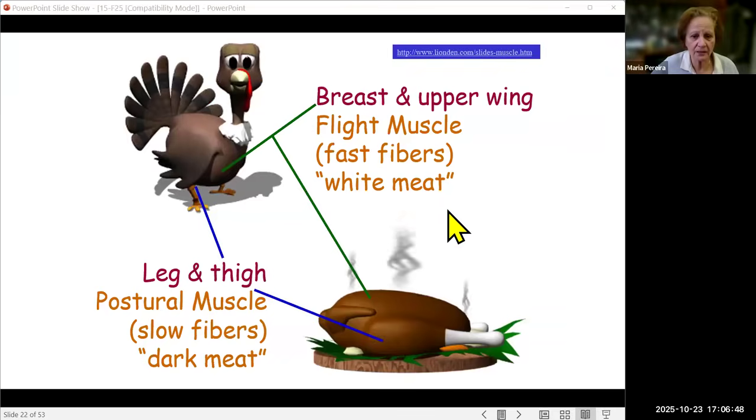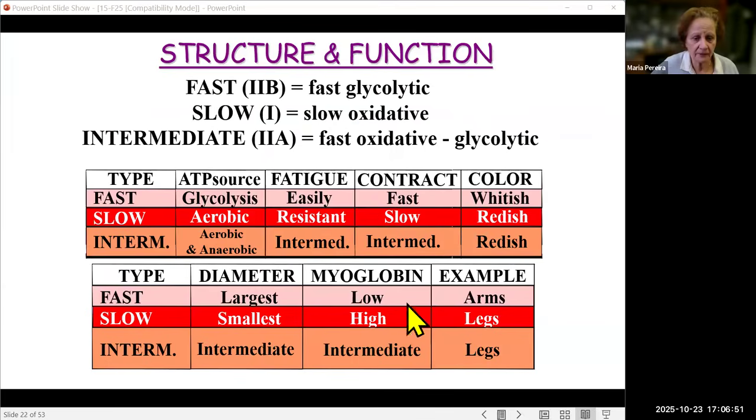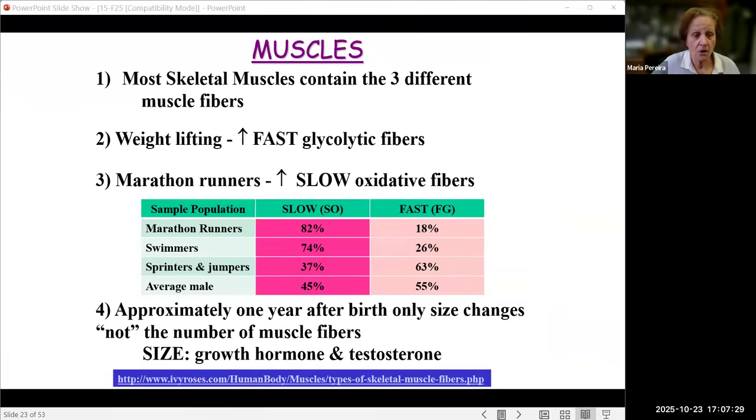Okay, so here you see, I told you about the muscles in the chicken, and here you see the different properties of fast, slow, and intermediate muscle fibers. So muscle 2B, they're fast, glycolytic. These are the ones that rely on anaerobic respiration, and they fatigue easily. The slow, they are smaller diameter, and they have high levels of myoglobin. So they don't fatigue, but they contract slowly. And then you have the ones in between.